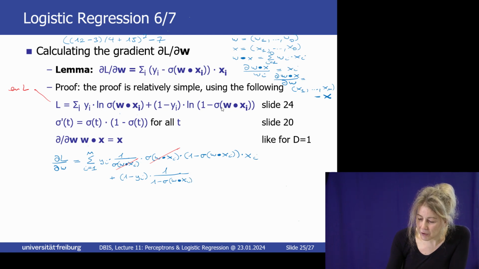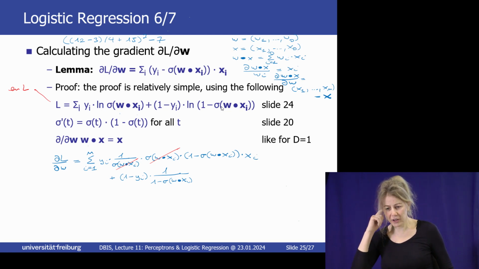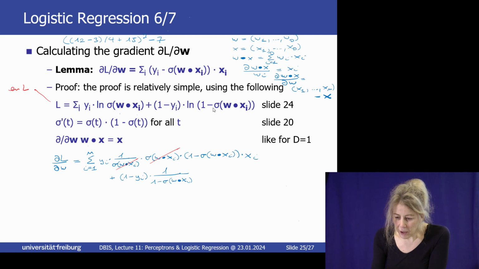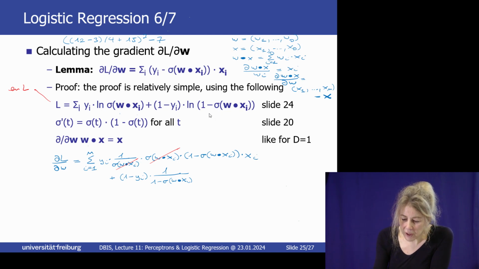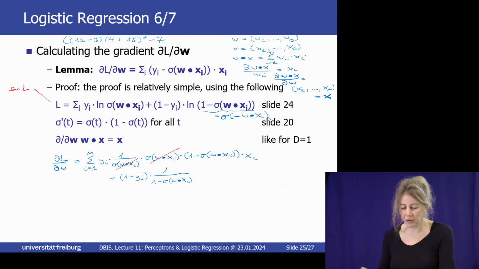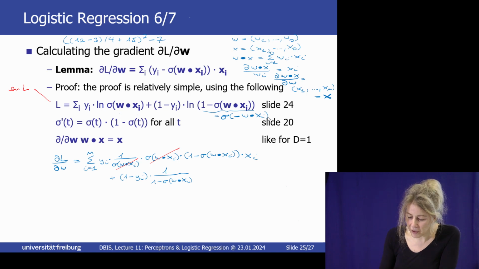Now, the derivative of this. Oh, it's 1 minus, I'm confused myself. How do I derive this? Oh, I should say, this was on the previous slide. This is equal to sigma of minus w xi. I think that will be easier if we do it that way. 1 minus sigma is sigma of minus; it was on the previous slide. So let's do that. Then now we have the same thing.